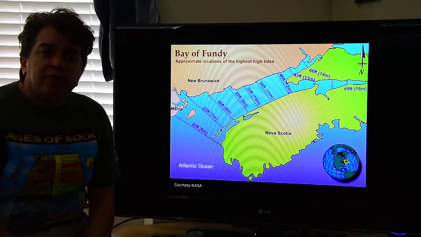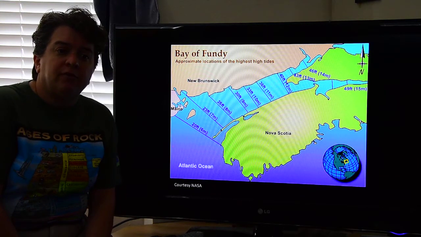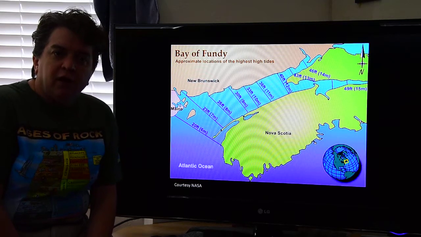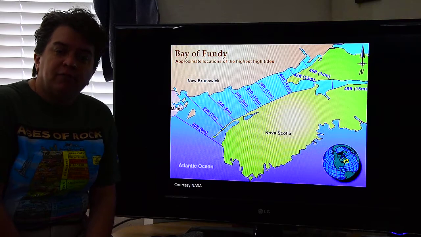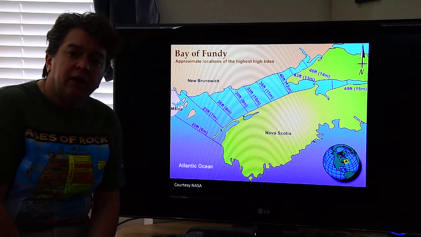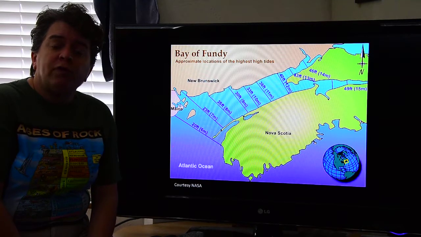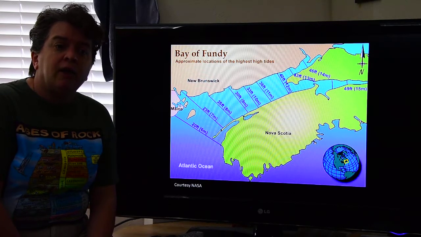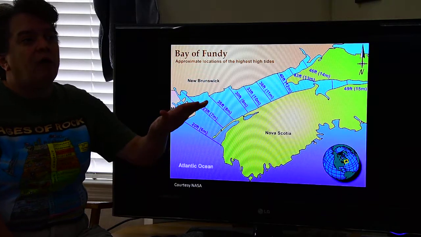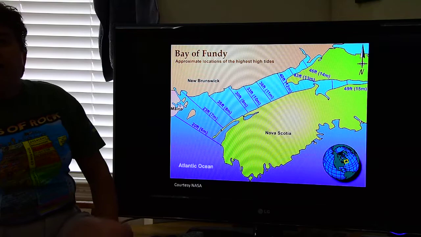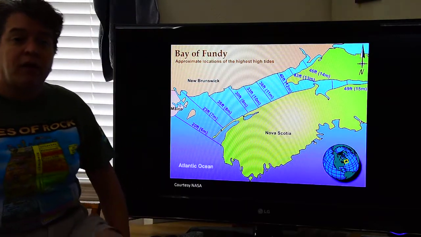Different areas of the world have different high and low tides. Some places have a big fluctuation between high and low tide, some you don't notice it as much. And this has to do a lot with the shape of the coastline and basically how quickly or how gently the topography along the coastline is.